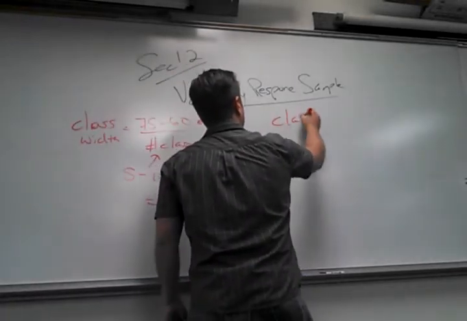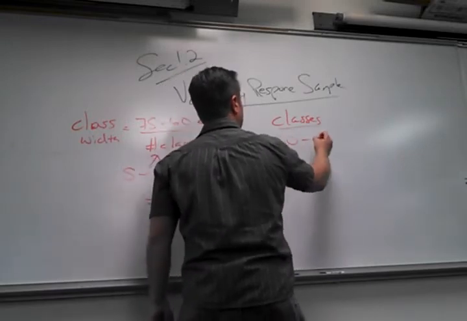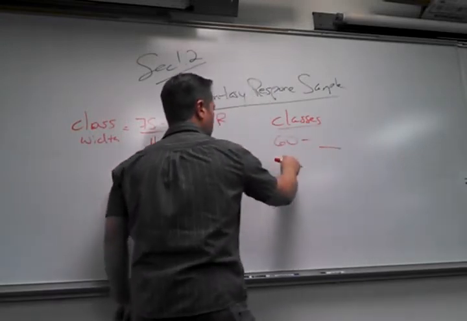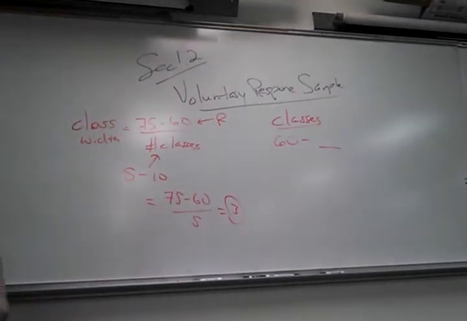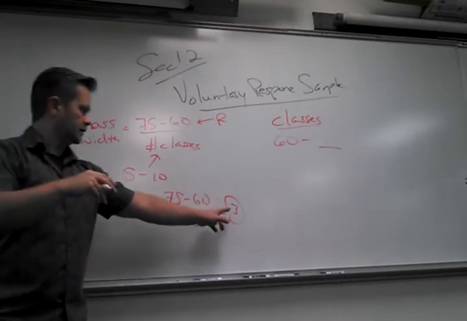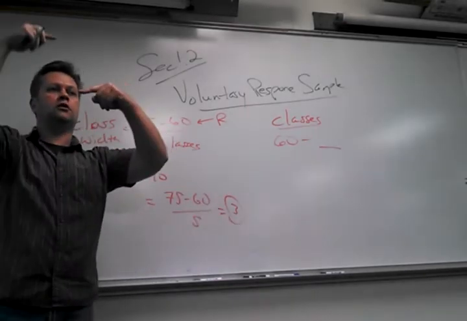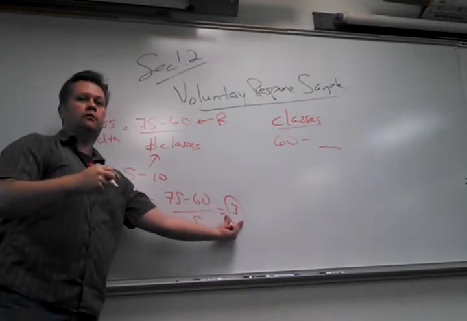So the classes. Where do you want the next class to start? This is going to be 60 up to something. Where should the next class start? 65? Yeah, 60. Well, no. Yeah, 63, right? Because how far away should the next class be? 63, because our width is 3, right?